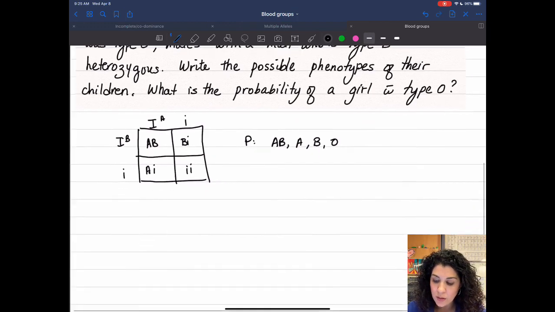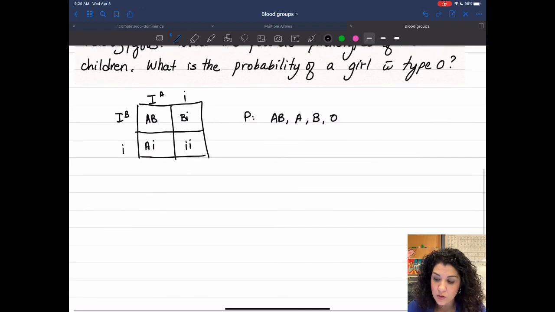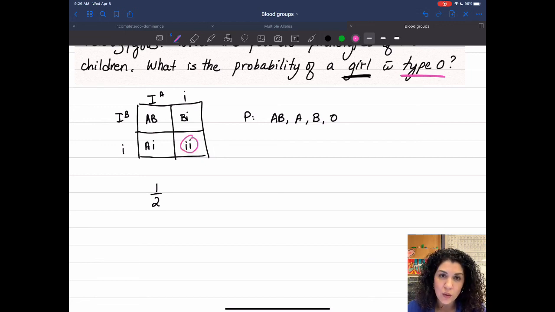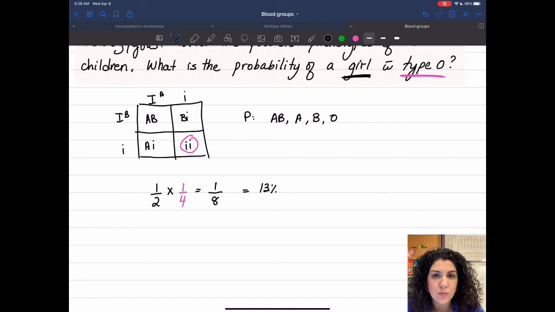And then it says, what is the probability of a girl with type O? So again, for this one, I have to do this separate. It's my product rule, right? So what is the probability of having a girl? So for that, I have a half. And what is the probability of type O? I know that it's only 1 out of the 4. And so for that, I'm going to do times 1/4 for that. Multiply the top, multiply the bottom. And so I get 1/8, or if you want to write it in percentage, it is 13%.